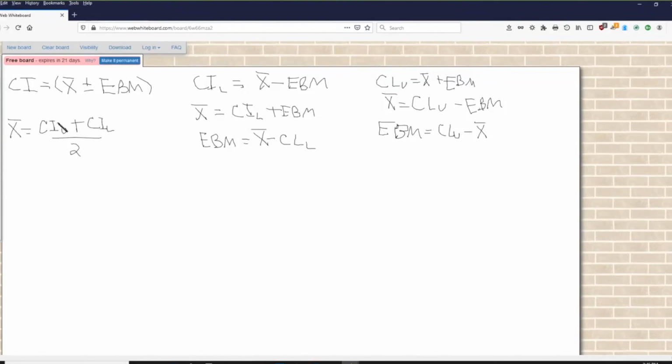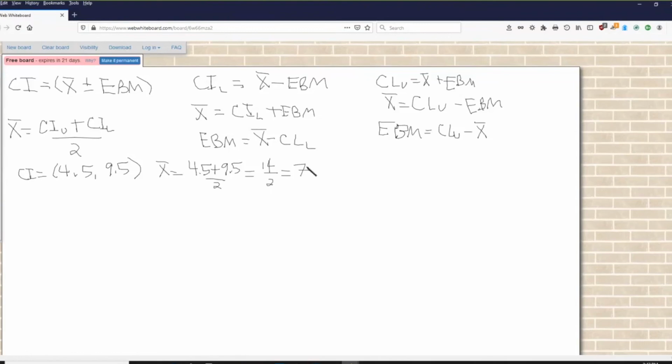Using the first example we did, where we ended up with a confidence interval of 4.5 and 9.5, I can solve for my mean by taking that average: 4.5 plus 9.5 divided by 2. That's going to give me 14 over 2, which equals 7, which is what we had for our initial problem.